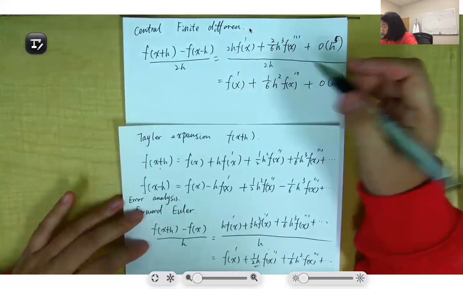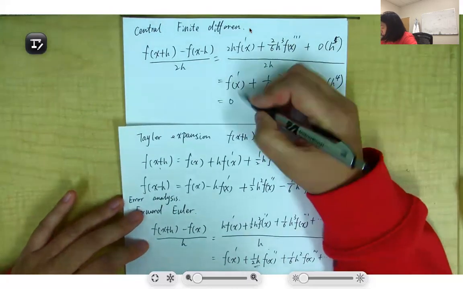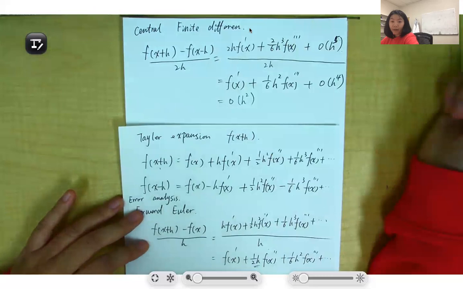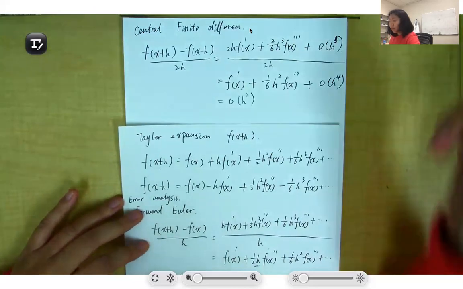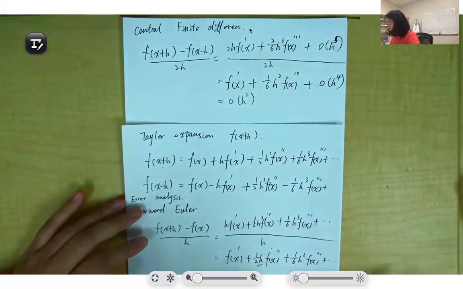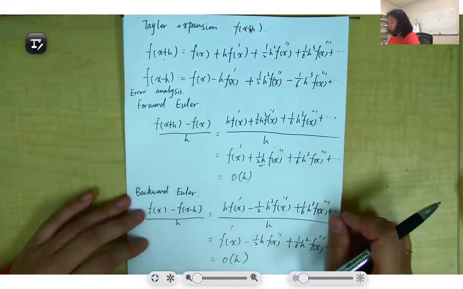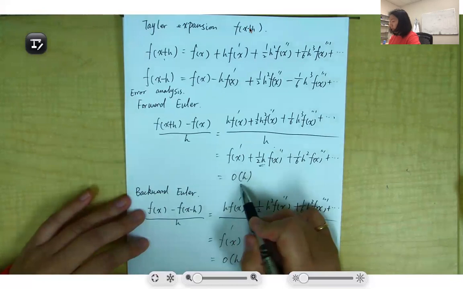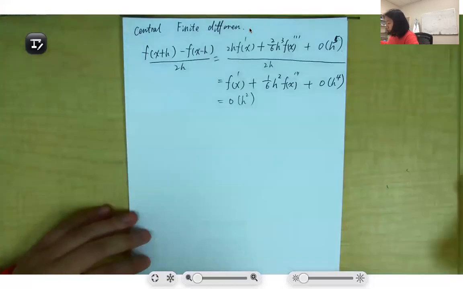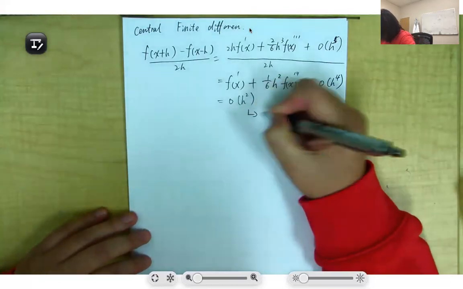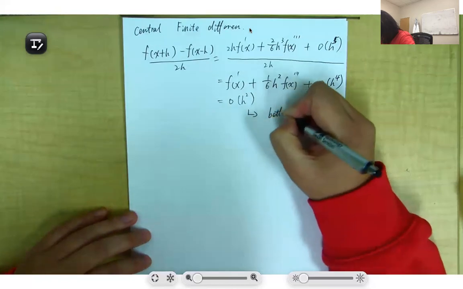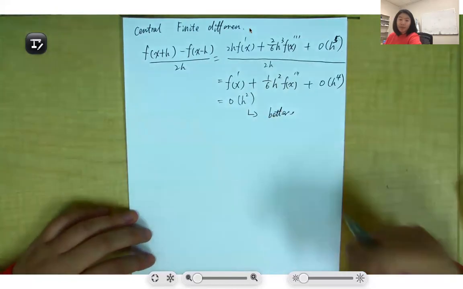So you can see that this is on the error of h squared, which is significantly more accurate as compared to the forward Euler and the backward Euler, which are on the order of h. So the central difference is a better choice for the derivative.